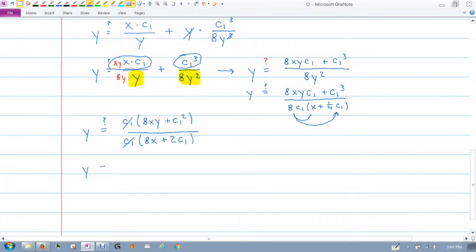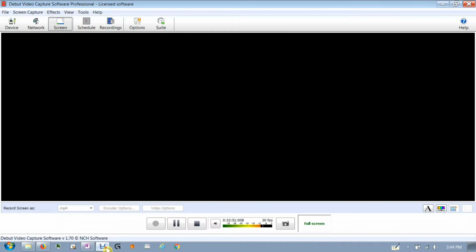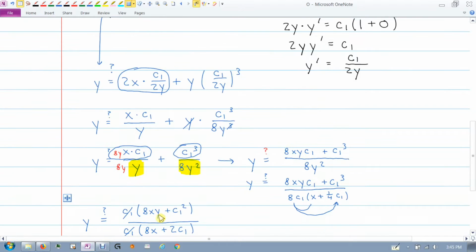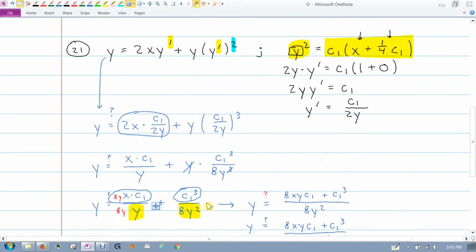So does y equal 8xy plus c sub 1 squared over 8x plus 2c sub 1? Alright, we can't play with both sides, but give me just a second. Let me check something here. I want to make sure I didn't make any mistakes, but I don't want to waste your time. Okay, I see what I did, and I feel like an idiot. There's not much I can do to recover from this.